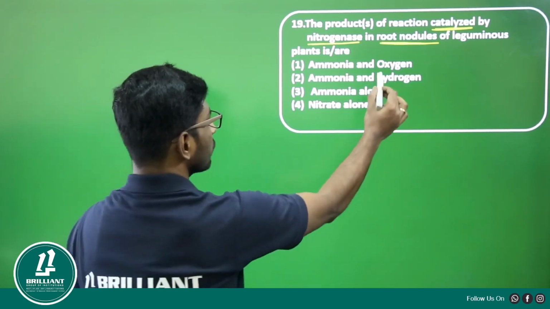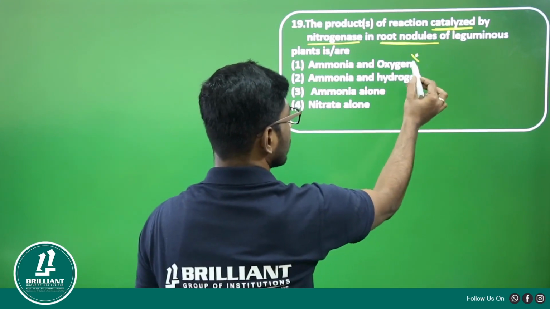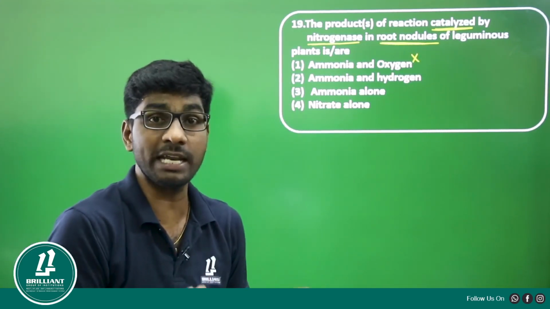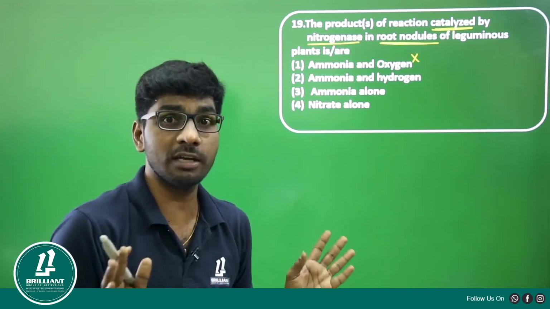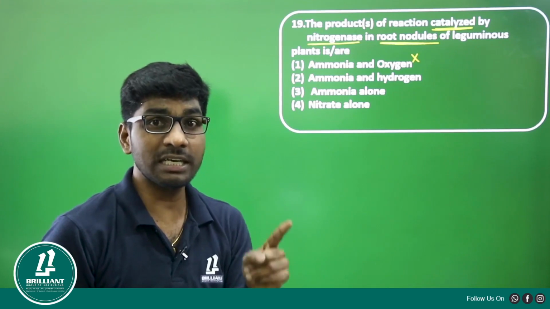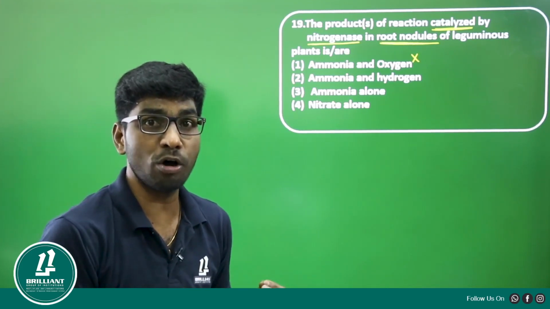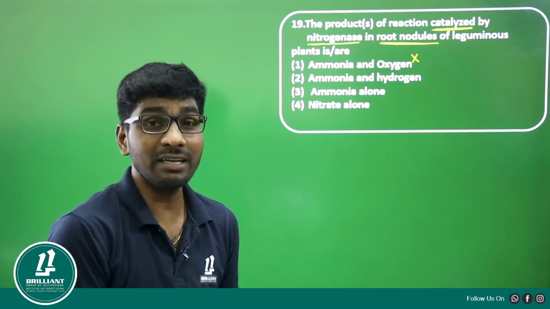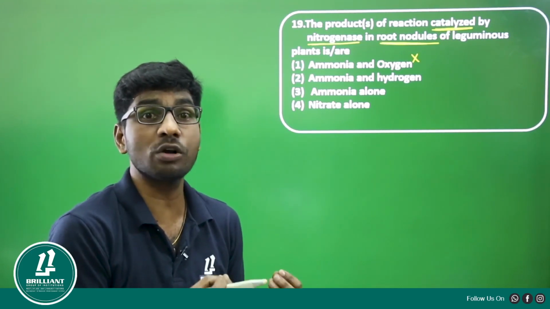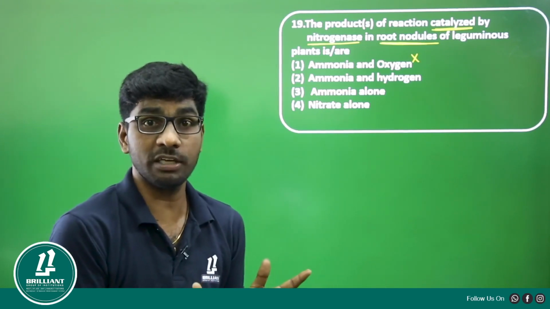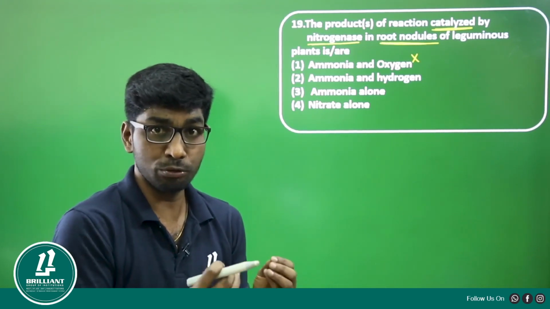What's the option? First option, ammonia and oxygen. So it is not a correct answer because nitrogenase enzyme is only activated in the absence of what? Oxygen. Leghemoglobin is a red color pigment present in the roots of the Leguminosae family. So that leghemoglobin acts as an oxygen scavenger and creates anaerobic conditions in the root nodules, right? In the root nodules, right?